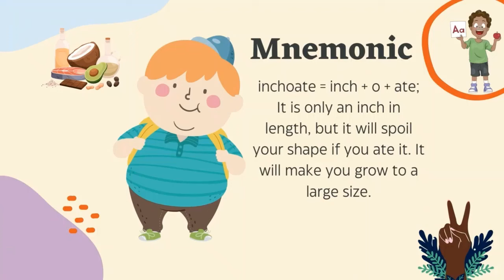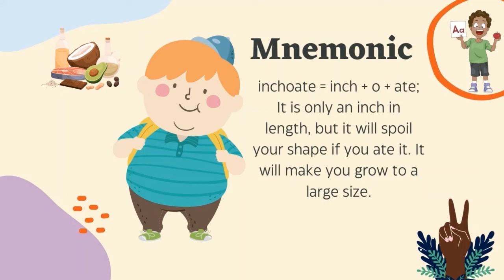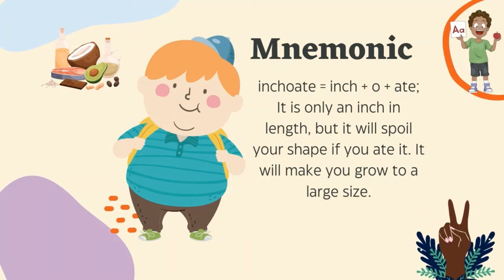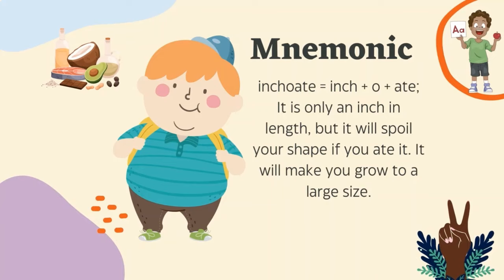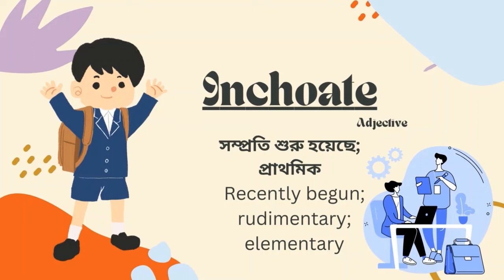Memory aid to help you memorize this. Inchoate equals inch plus o plus ate. It is only an inch in length, but it will spoil your shape if you ate it. It will make you grow to a large size. Inchoate: recently begun, rudimentary, elementary.